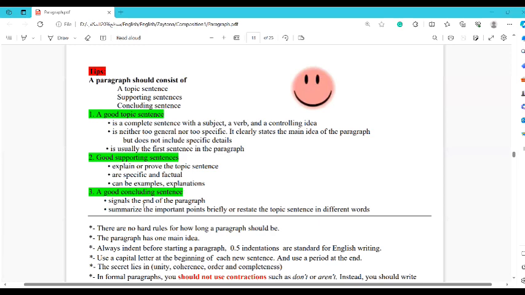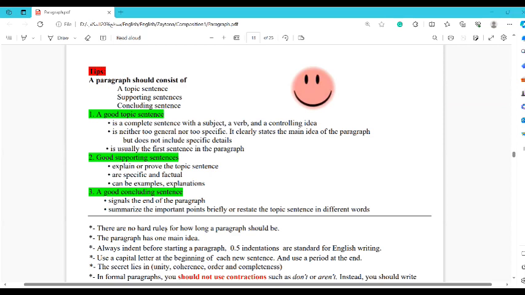Okay, so it signals the end of the paragraph when I reach the concluding sentence. That means that I reach the end of the paragraph. Okay, because it is the last sentence of your paragraph, so it is the end of your paragraph. It summarizes the important points briefly or restates the topic sentence in different words.